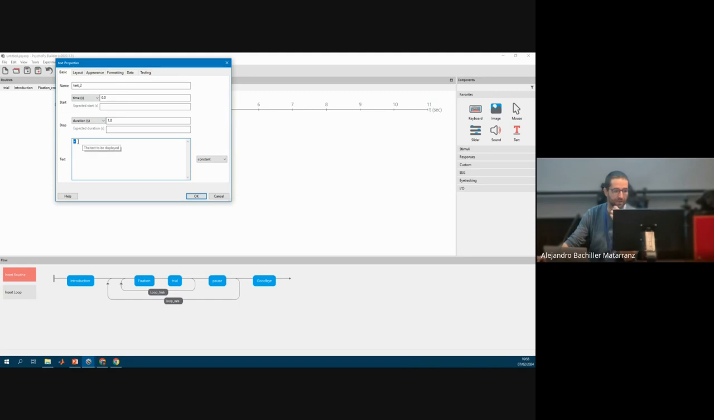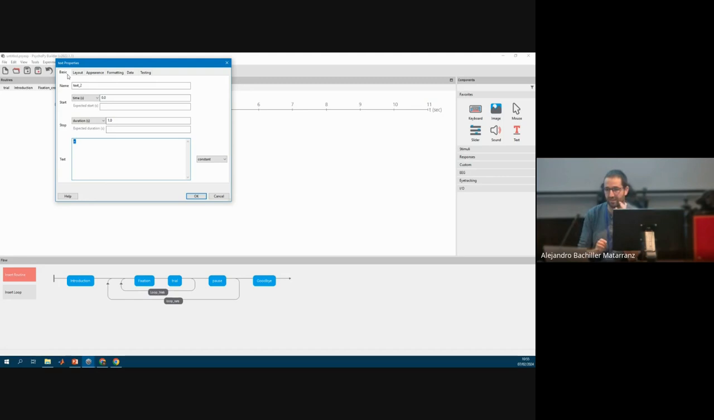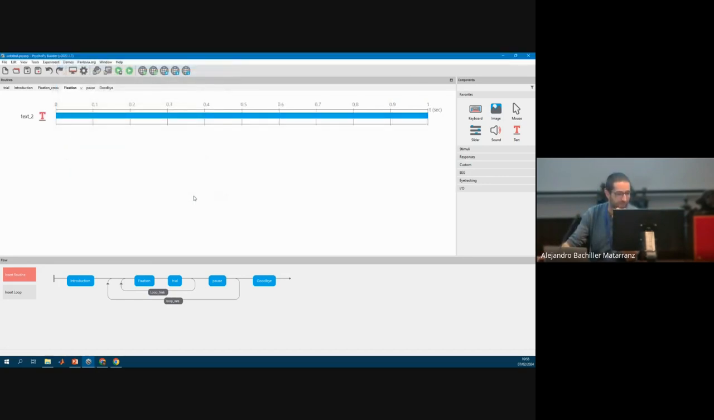But in this case, this cross was very, very small. So here we can, I don't remember, letter H, for example, we can make this letter bigger. But on the first step, we can see a small cross, but it doesn't matter because then we can improve it. The next, a sound.